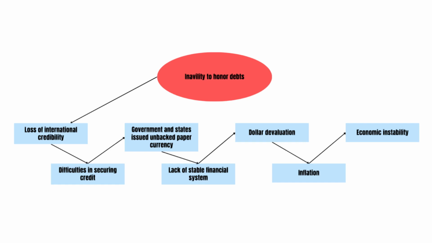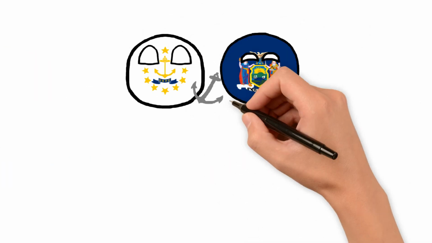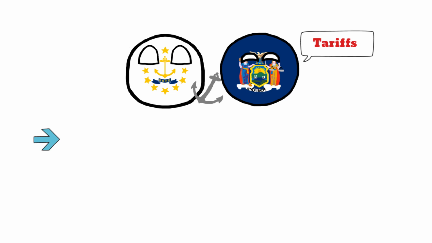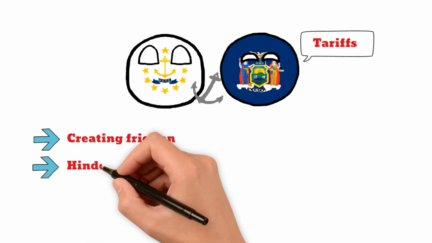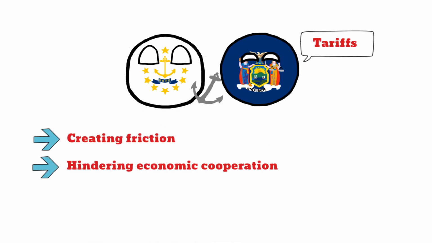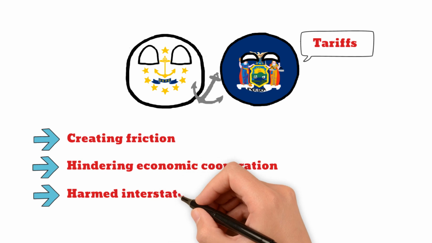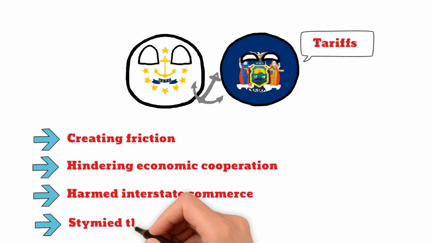Interstate rivalries also contributed to economic instability. States imposed tariffs and other trade restrictions on each other's goods, creating friction and hindering economic cooperation. These trade barriers harmed interstate commerce and stymied the development of a unified national economy.